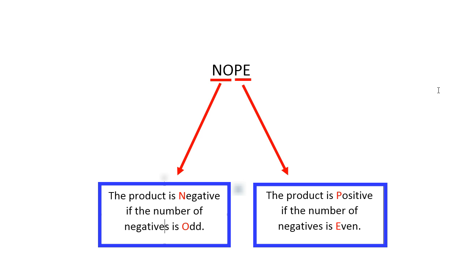The word is NOPE. So just remember, when you multiply, whether it's two numbers or a string of numbers, you multiply the absolute values, totally ignoring the sign, and then when you finish, add up the negatives. If you have an odd number of negatives, your product is negative. If you have an even number of negatives, your product is positive.